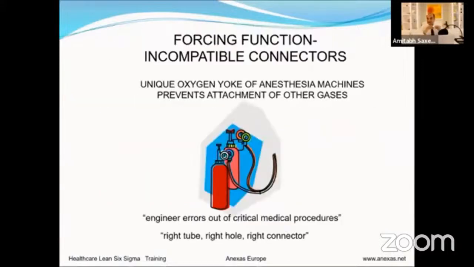Oxygen cylinders cannot be connected to nitrogen cylinders. That is an example of poka-yoke. Even if you want to connect, the connections are such that they can't get connected. So even a foolish person cannot commit a mistake. And that is known as poka-yoke.